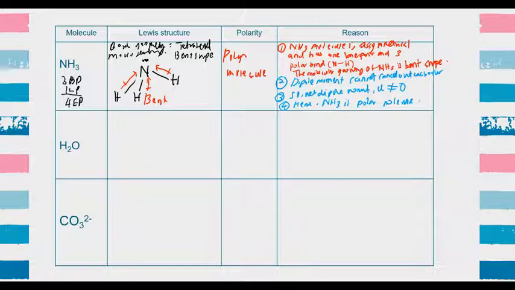So seterusnya adalah water. As we can see here, untuk water kalau kita draw the shape O H and then dia ada 2 pasang lone pair dekat situ. So untuk water kalau kita tengok dia punya bonding pair dengan lone pair, dia ada 2 bonding pair, dia ada 2 lone pair. So total electron pair adalah 4 electron pair. So bila ada 4 EP, basic geometry dia adalah tetrahedral.